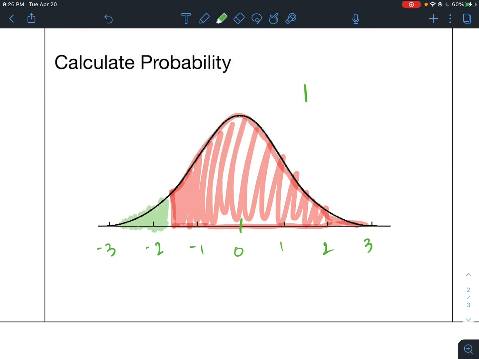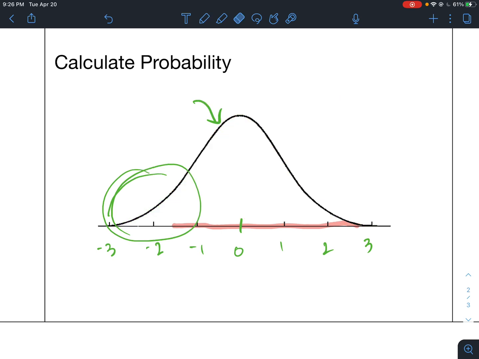So I'm subtracting this right here. Then I'm going to do 1 subtract whatever the probability is of this section right here in order to find the probability in the red section right there. And then there's the matter of finding the probability between 2 data sets.